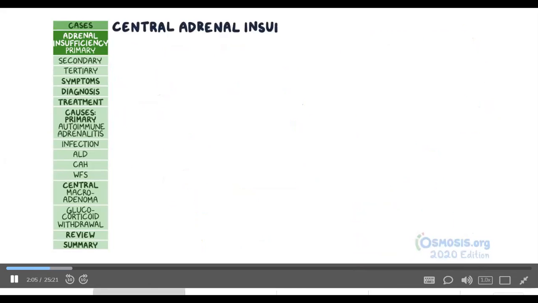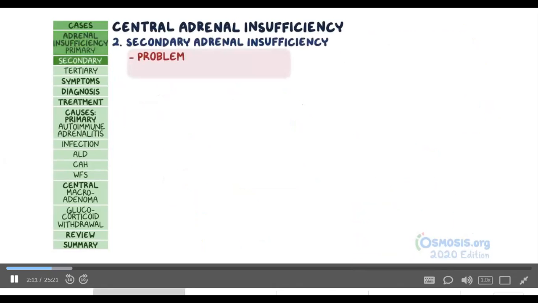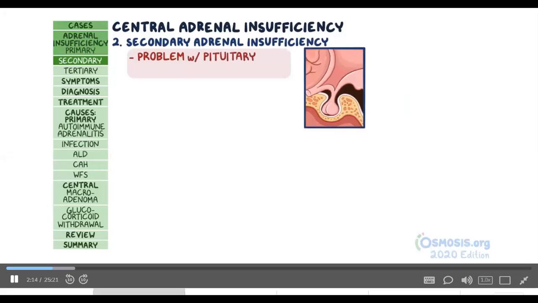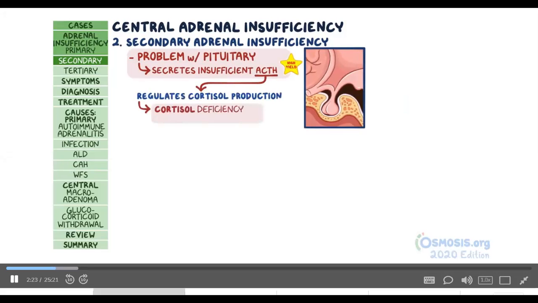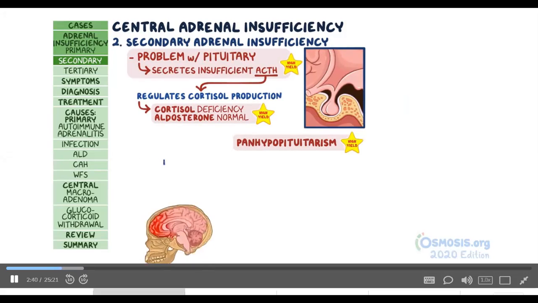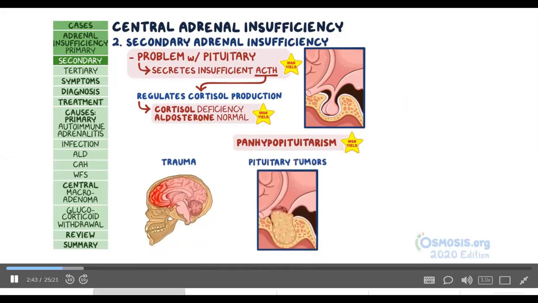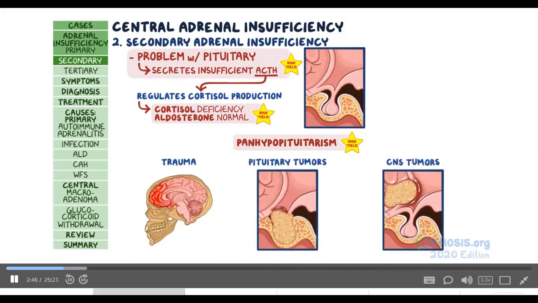Then there's central adrenal insufficiency, which can be secondary or tertiary. In secondary adrenal insufficiency, the problem is not with the adrenal glands, but with the pituitary, which secretes insufficient ACTH. And since ACTH only regulates cortisol production, in this case, there's cortisol deficiency, but aldosterone levels are normal. This can happen with panhypopituitarism, when the entire pituitary gland is affected, and all the hormones secreted by it are deficient. Panhypopituitarism can be a result of any condition that affects the entire pituitary, like trauma, and pituitary tumors or large central nervous system tumors in its vicinity.